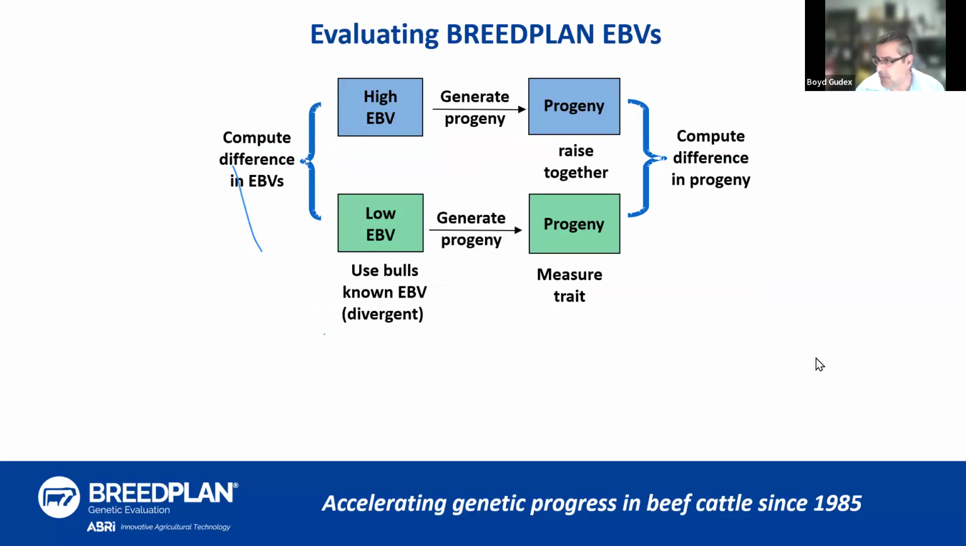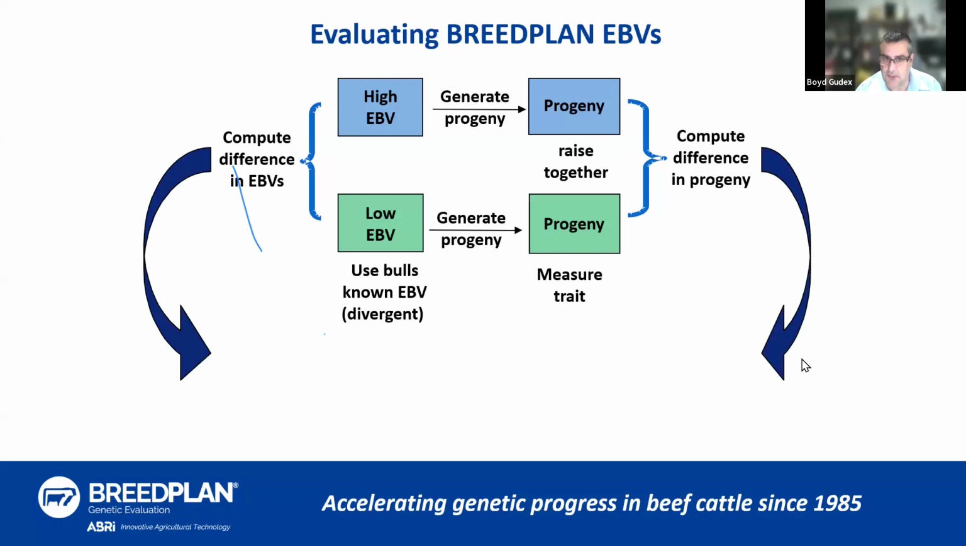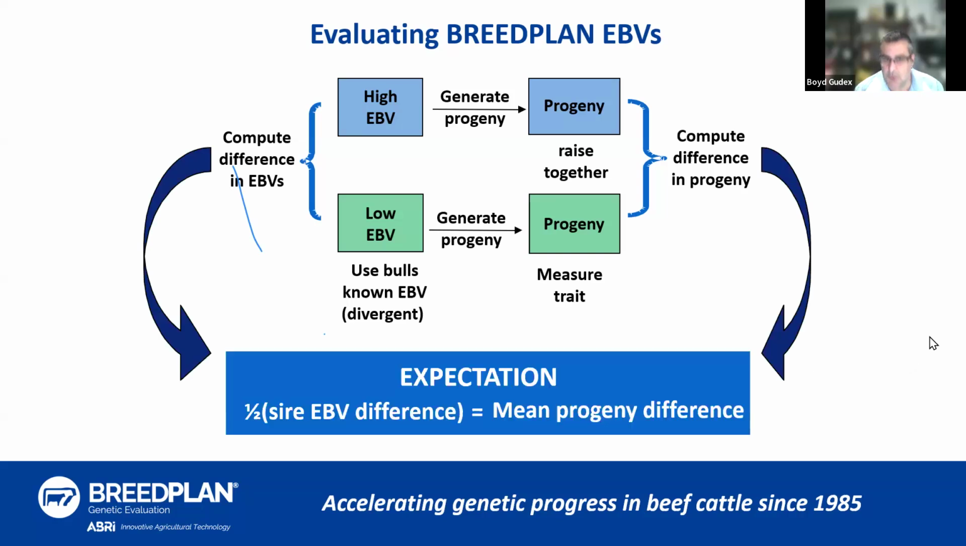But we've got this example here we're just going to quickly run through from Angus. This is an Australian Angus example, where we use a bunch of bulls, and we look at the bulls with high EBVs and the bulls with low EBVs. We generate progeny from them, and we compare the progeny differences versus their EBVs. We expect that half of the EBV difference is going to show up in the progeny. Why half? Because only half of the sire's genetics is passed on to the progeny, because the other half comes from the dam.